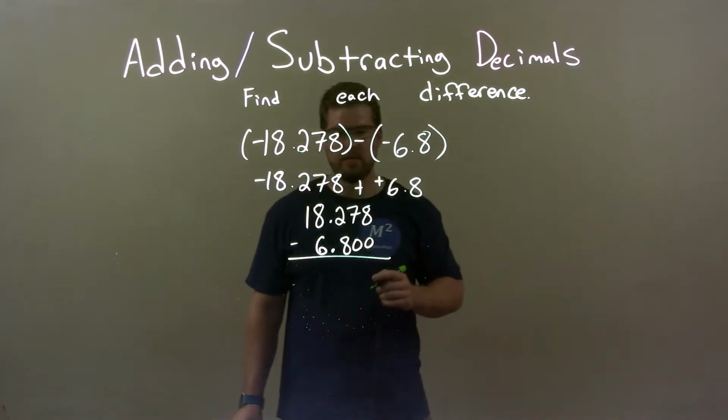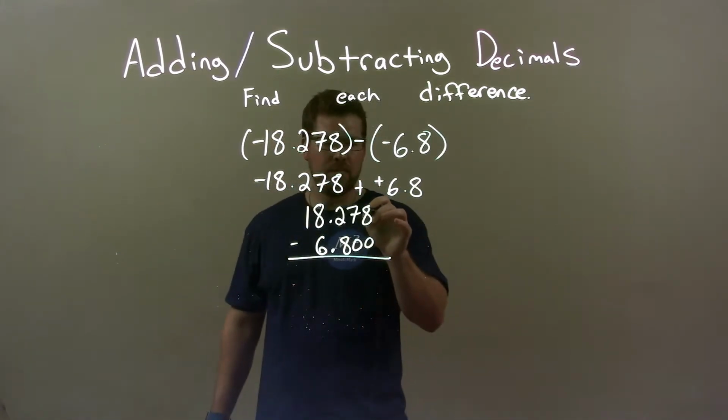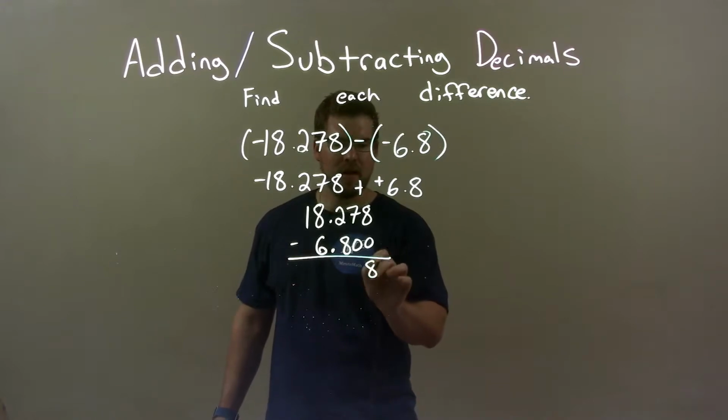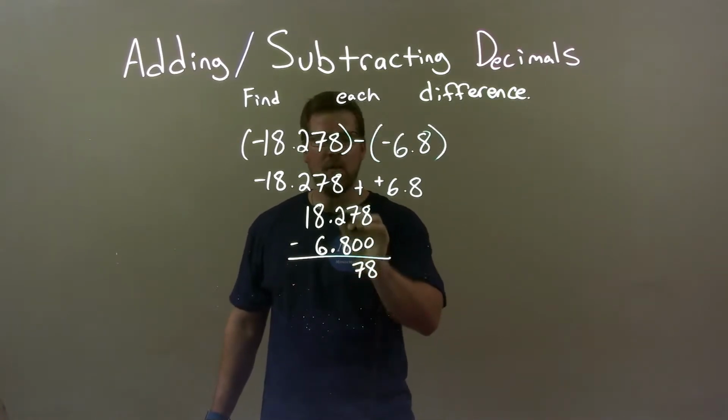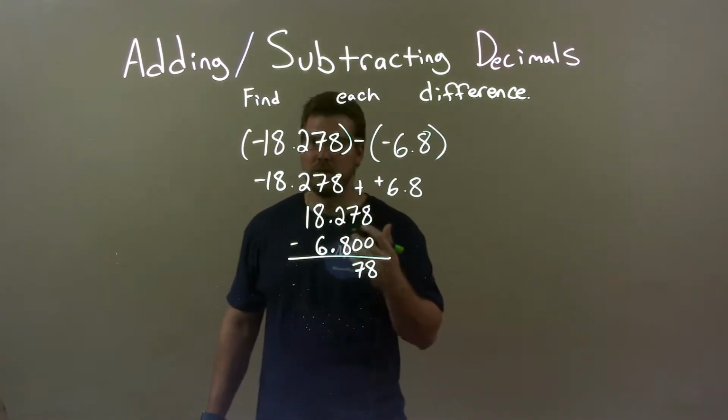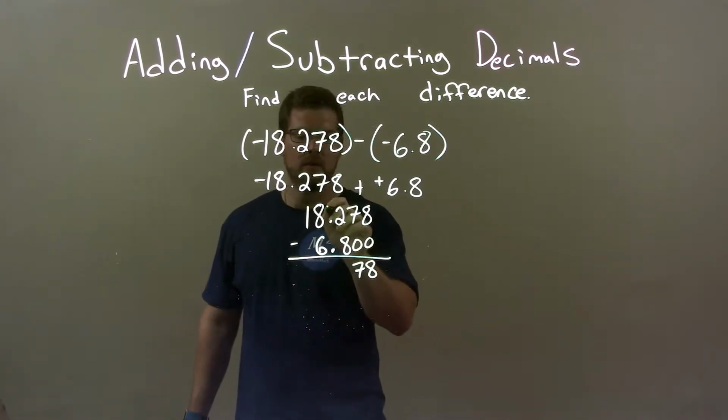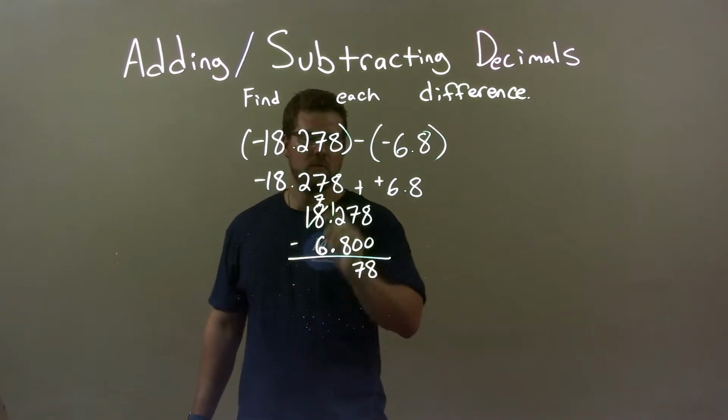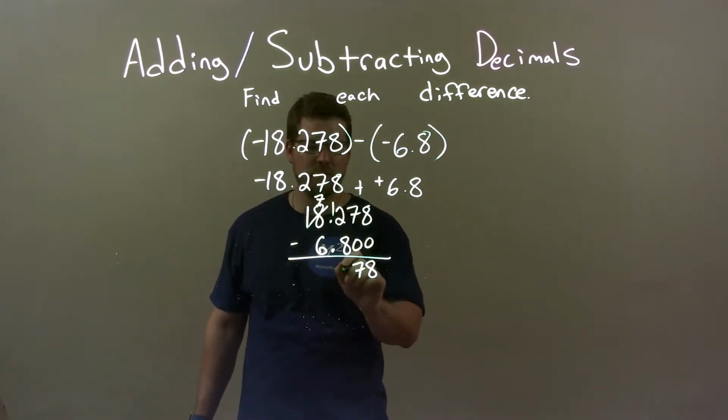We find the difference, okay? Pretty straightforward. 8 minus 0 is 8. 7 minus 0 is 7. But 2 minus 8 can't really do that, right? So we take 1 from the 8. 8 becomes a 7. Put a 1 with a 2. 12. 12 minus 8 is 4.